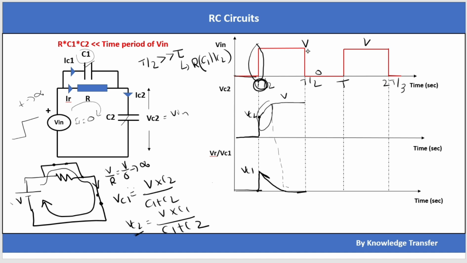Okay, at t equal to T by 2, something again is happening here. The high frequency signals are there. The input voltage is changing from V volt to 0 volt. So because of that, let's again redraw the equivalent circuit at t equal to T by 2.